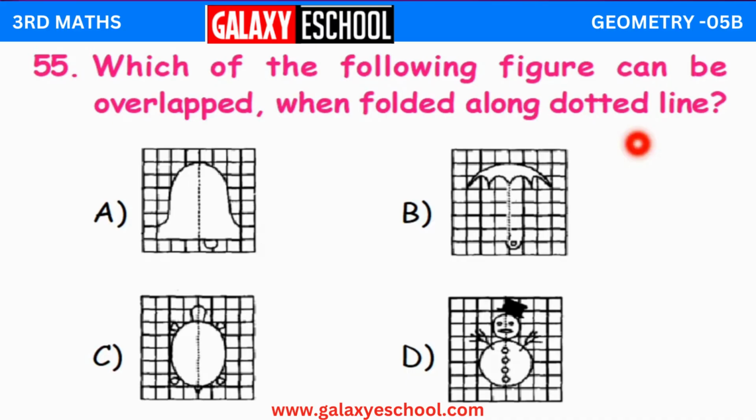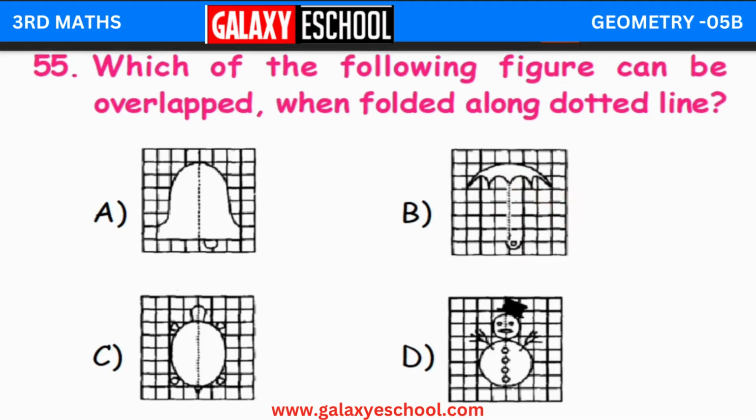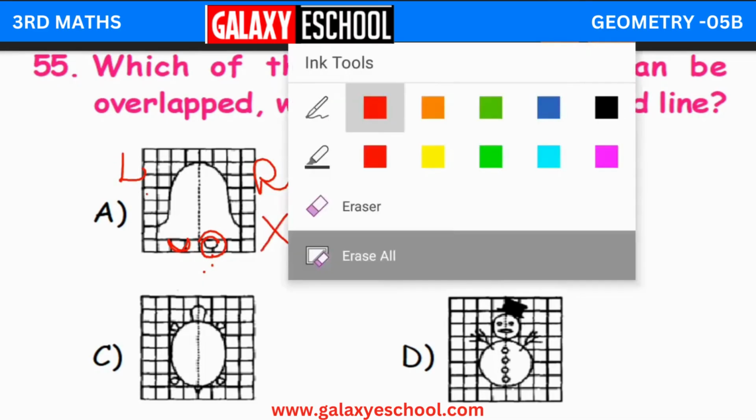Now coming to 55. Which of the following figures can be overlapped when folded along the dotted line? Again, what is this overlapping? Overlapping here is nothing but when we fold these two in the middle, both the left and right side should be the same. If you look at figure A, below we have a small U shape on the right side, whereas on the left side we do not have something like that. So we cannot overlap our figure A. So option A is wrong.